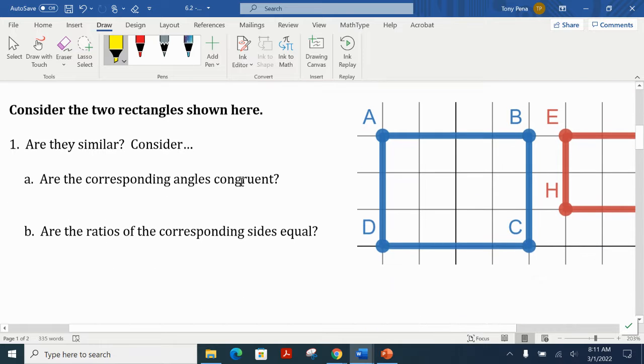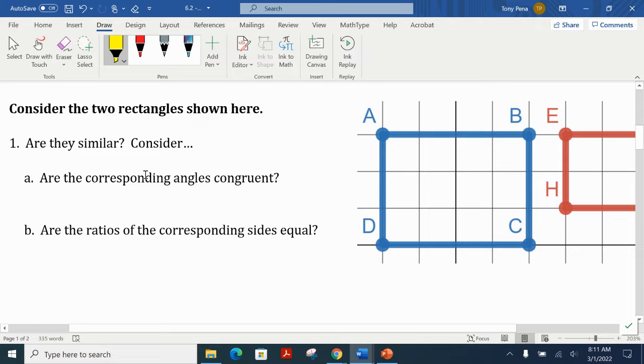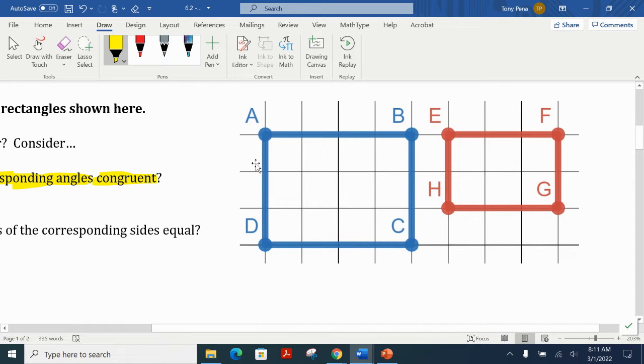All right, so when we look at these guys here, just to make sure we understand that, and then we'll get into the new thing that we're going to be doing today. So let's consider the two rectangles shown here. Are they similar? So we just talked about what that means. The first thing that has to be true is their corresponding angles must be congruent. So if we look at these corresponding angles, like angle A and angle E correspond to each other, would we be able to say that those are congruent? Yeah, because what are both of those angles going to be?